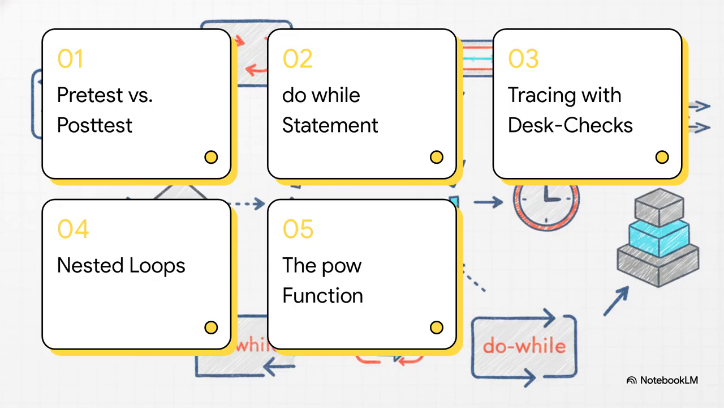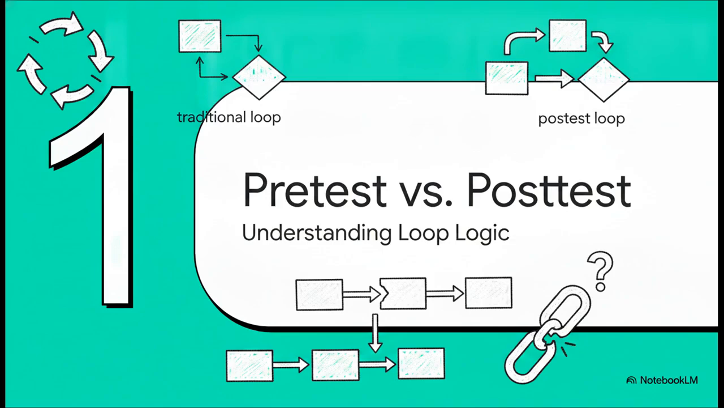We'll look at pretest versus post-test loops, the C++ do-while statement, tracing with desk checks, nested repetition structures, and wrap up with the POW function. All right, let's kick things off with Section 1, pretest versus post-test loops.